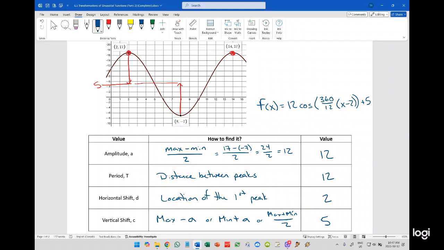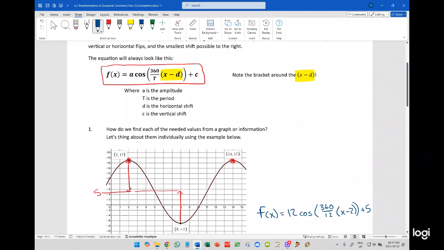So that's all there is to these, really. You don't have to set up a full table every time. You can just look at it, write down any little calculations you need to write down, but it's essentially finding those 4 values, the amplitude, the period, the horizontal shift, and the vertical shift, and then throwing them into our somewhat ugly looking general equation, but it's actually pretty easy to use. It's always going to be the same format.